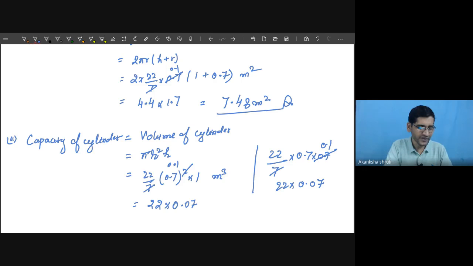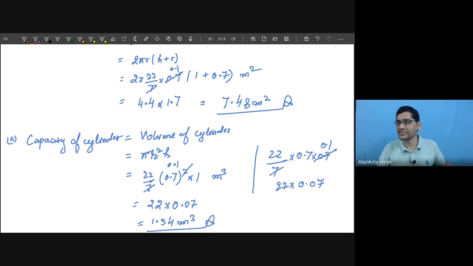Okay, students? So multiply 0.07 with your 22. You will get how much? You will get 1.54, but the unit this time is meter cube. So unit is very important. It may be asked to convert it into liter. So 1 decimeter cube is 1 liter. So this you have to multiply with 10 to the power 6.